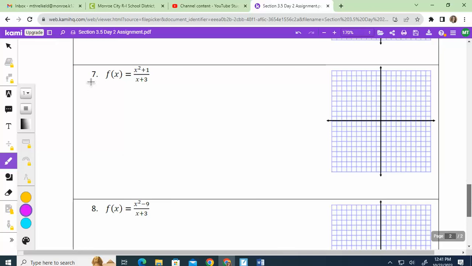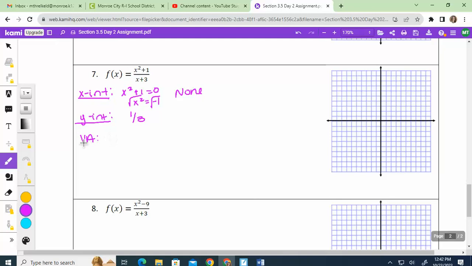Right, does the top factor? No. So when you try to find the x-intercept, the shortcut is when this fraction equals 0, which means the top equals 0. And what kind of number are we getting? Imaginary. So that means there is no x-intercept. We can't graph that. Y-intercept. If you plug in 0 for all of your x's, you get 1/3.